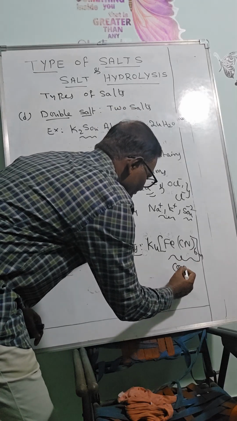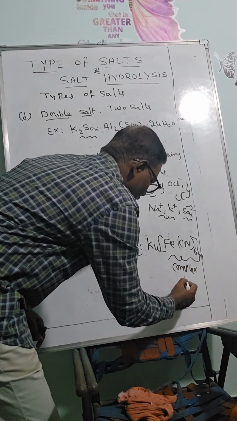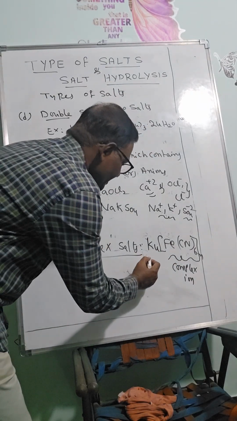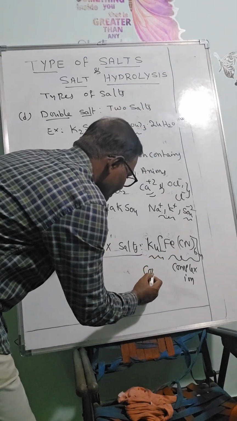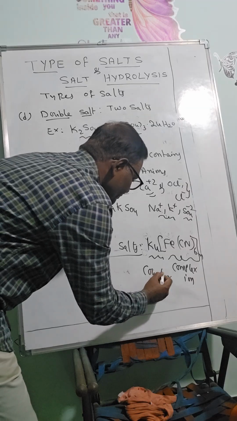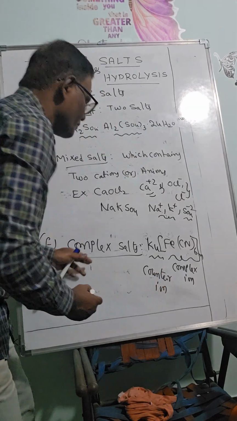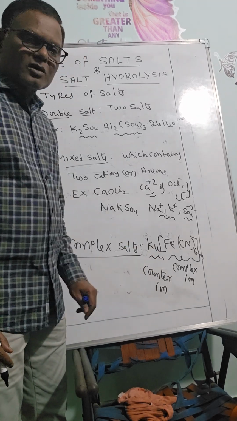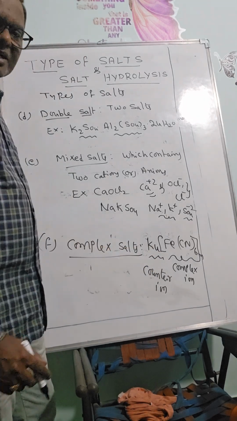This is the complex ion. The complex part is always shown in square brackets. Outside of the bracket is the counter ion. So a complex compound contains a complex ion as well as a counter ion. These together are complex salts.